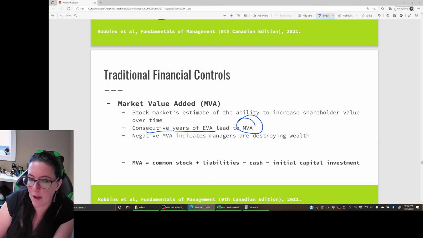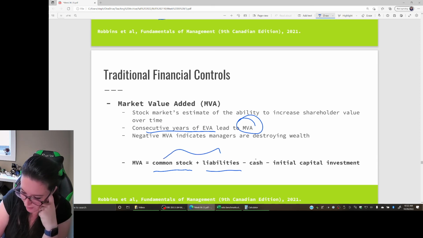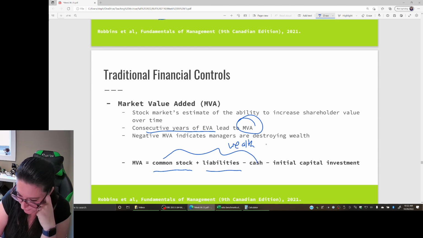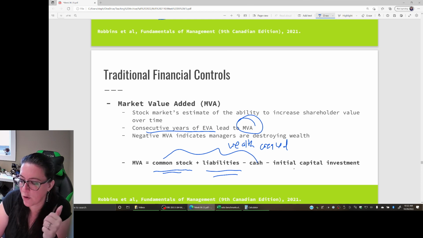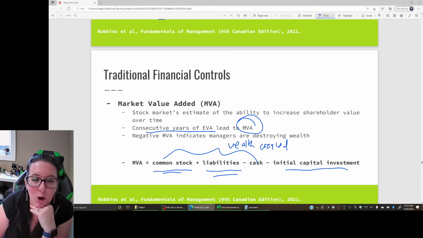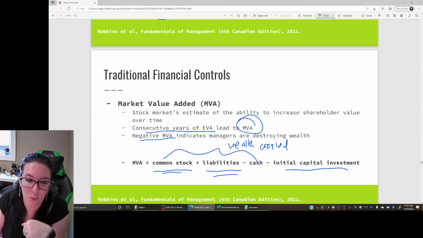So to find the market value added, we add common stock, right? So here's our investors, plus liabilities, so all of our debt, subtract the cash on hand, okay? So this is our wealth that we've created. So here we have the wealth that's been created. And we have funded that wealth either from investors or from debt. And if we subtract from that wealth that is created the initial investment into our organization, how much we put into it to start up, that looks at, are we creating wealth? If you have a negative MVA, then your management is destroying wealth.